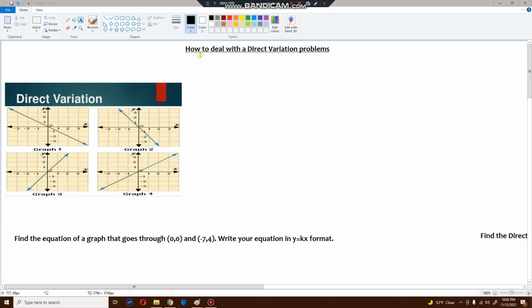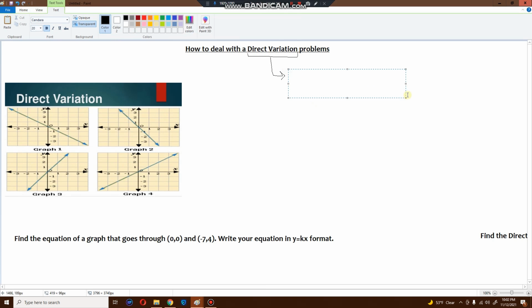Today I'm going to teach you how to deal with direct variation problems. This is a new topic we're learning in class. And first things first, I got to give you a definition of direct variation. Direct variation basically means you have a coordinate graph that looks like this, of course, and the line in that coordinate graph has to go through an origin, okay?